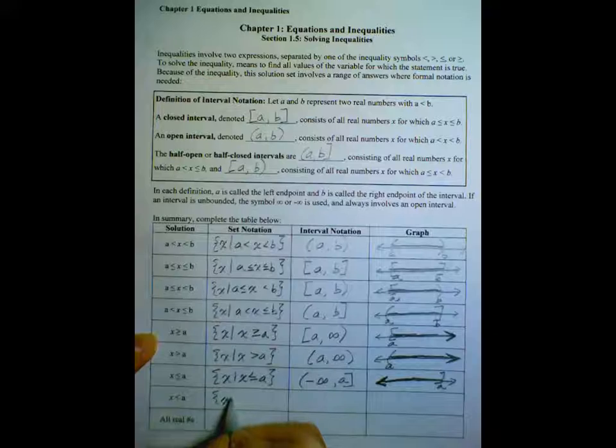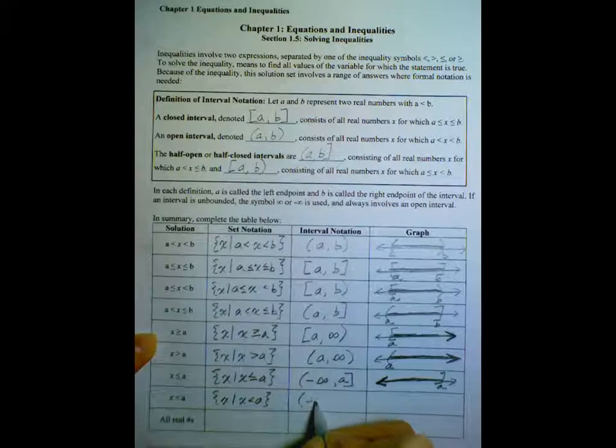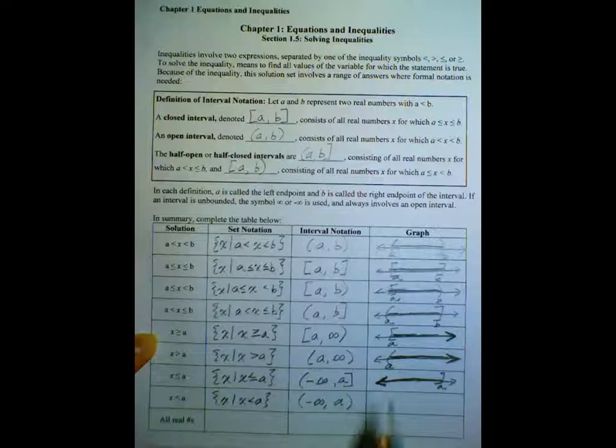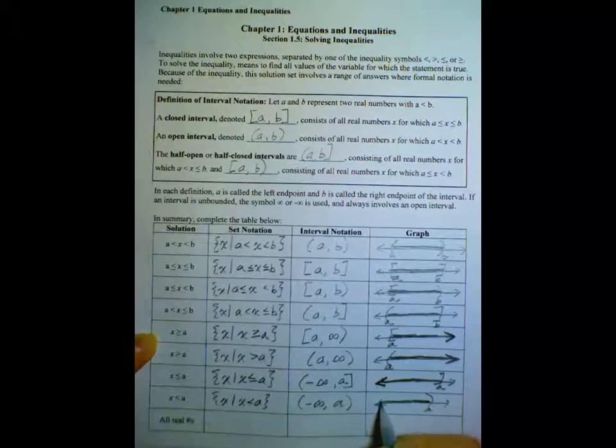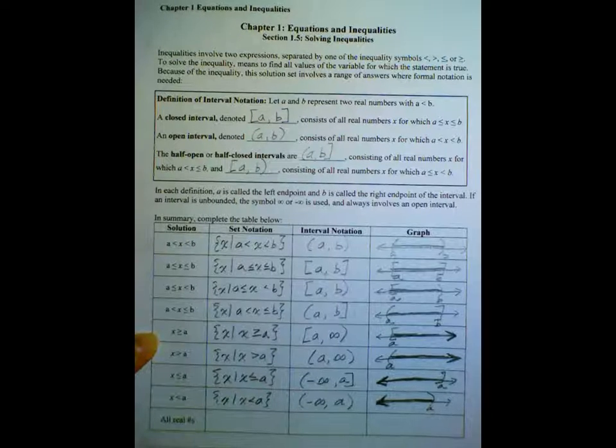The set of all x such that x is strictly less than a, so it's open at negative infinity and a. It almost gets to a, but never quite. Parentheses at a, shading everything less than. And then finally, what if it's all real numbers?